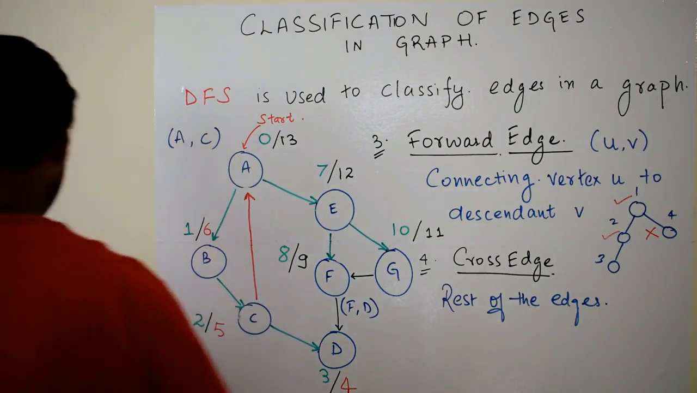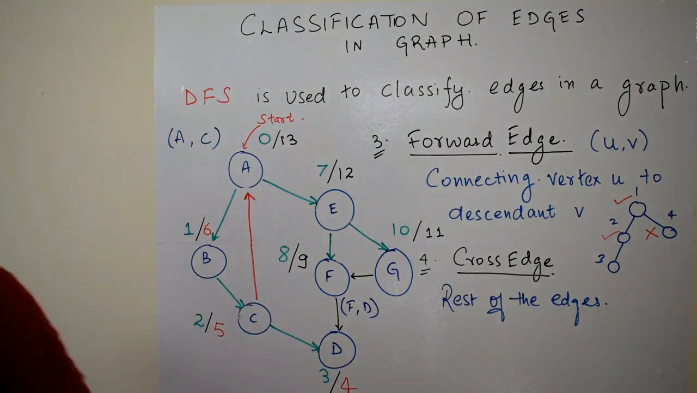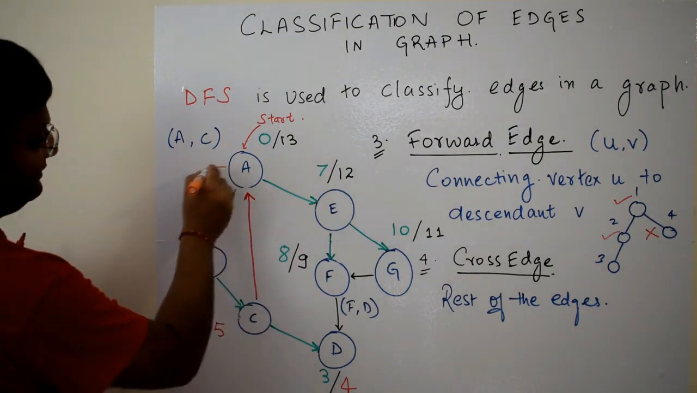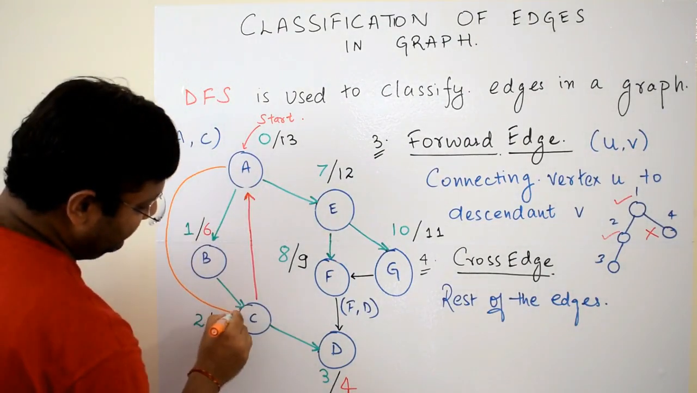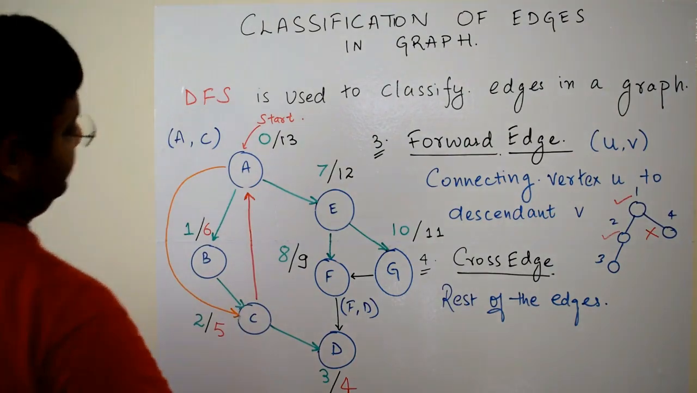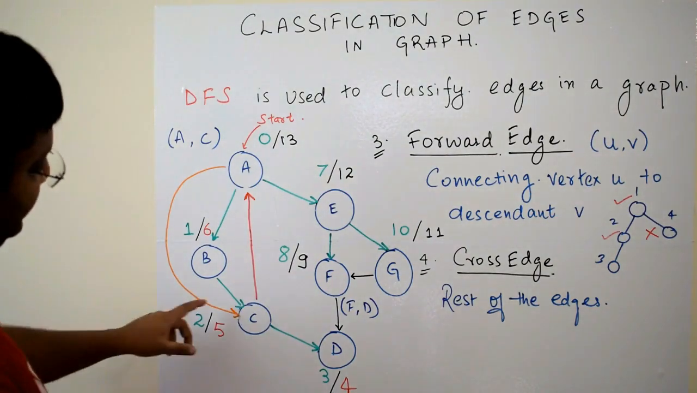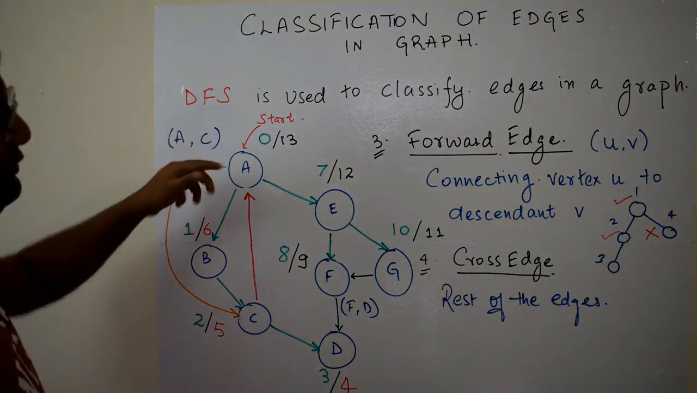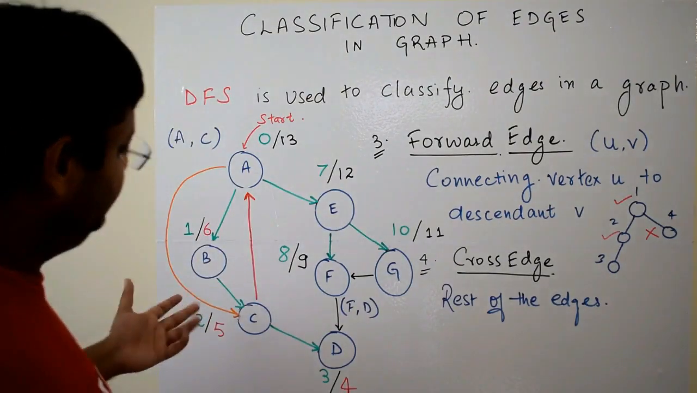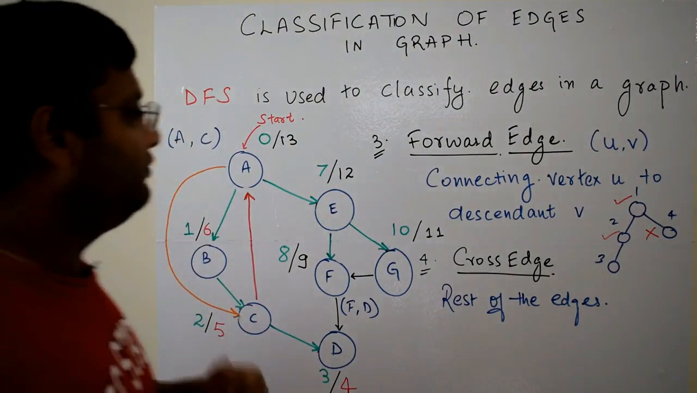And in this case, what is it doing? This is doing just the reverse. It is connecting your ancestor to your descendant, right? So if I just reverse it, had I made this from C to A, it would have been a back edge, right? So this is the concept of your forward edge.